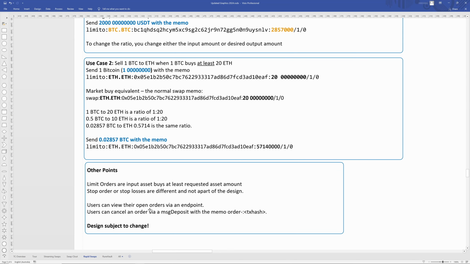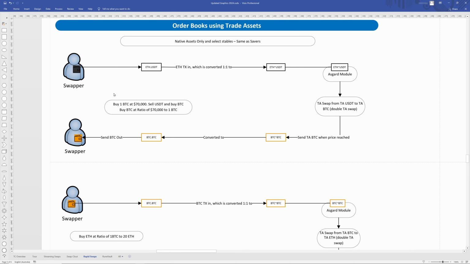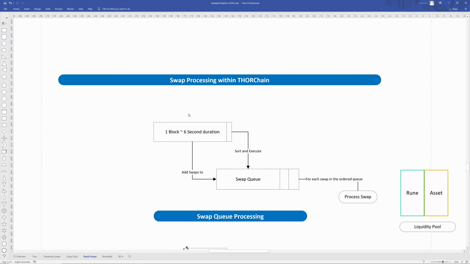Lastly, as I said before, the design is subject to change. So that's the ratio part, and how to set that ratio on setting the memo in order to get, based off the input, a certain amount of output. Now I want to go through the swapping process and how these limit orders are processed within the overall swapping process. So within THORChain, there's a whole swapping process. I'm just going to quickly go over it and we can understand where limit orders fit in.